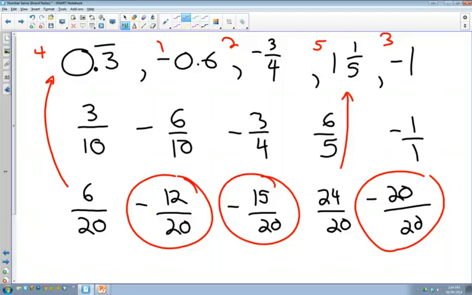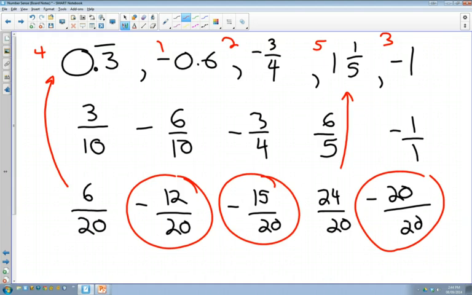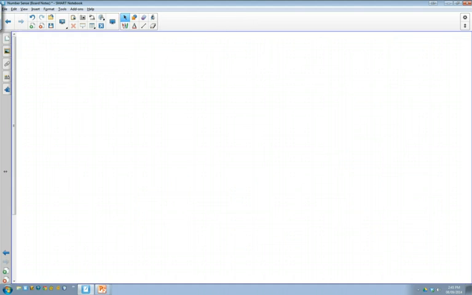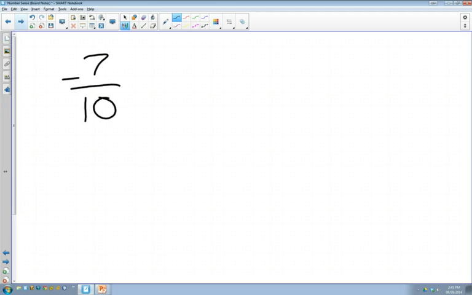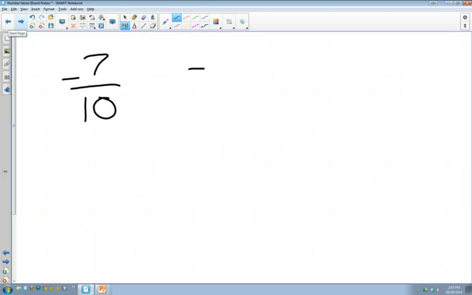Okay? Next question. Which fraction is smaller? -7 over 10 or -3/5? Let's take a look. -7 over 10, or sorry, what was it? -3/5. Which is smaller?